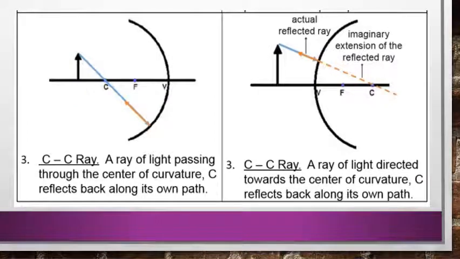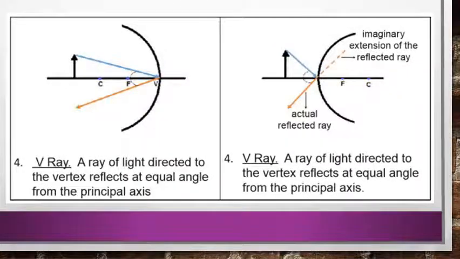C to C ray. A ray of light passing through the center of curvature C reflects back along its own path. C to C ray. A ray of light directed towards the center of curvature C reflects back along its own path. Number 4, V ray.